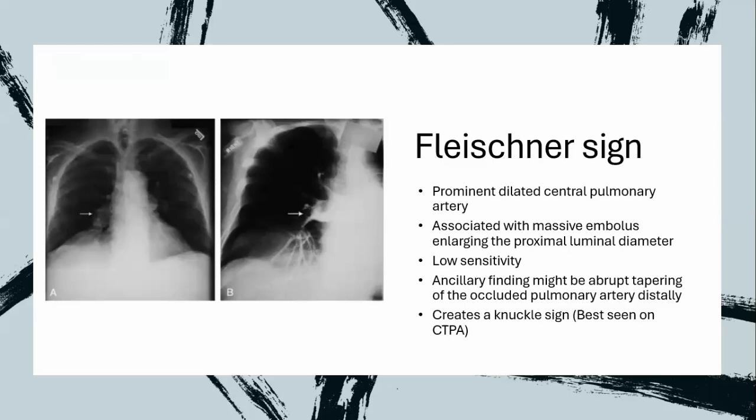And then obviously it enlarges, yeah, the proximal luminal diameter will enlarge, obviously, because of the occlusion. Again, it has a low sensitivity. They also describe in conjunction with a Fleischner sign, this is on your CT, what you call a knuckle sign, and that's where you get this tapering of the occluded pulmonary artery, and it looks like a knuckle of your hand on CTPA, or well, best appreciated on CTPA.